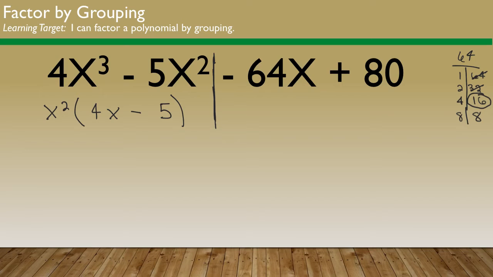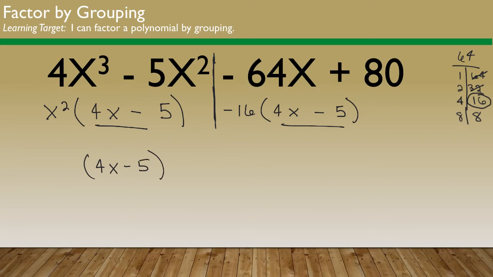Okay, so that's the biggest common factor. The common factor here is negative 16. That's going to leave me with 4x minus 5 if I divide both of those things by negative 16. Okay, so my common factor, 4x minus 5 and 4x minus 5, if I pull that out again, and then we're going to combine the things on the outside, x squared minus 16.